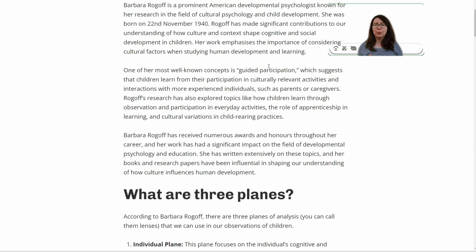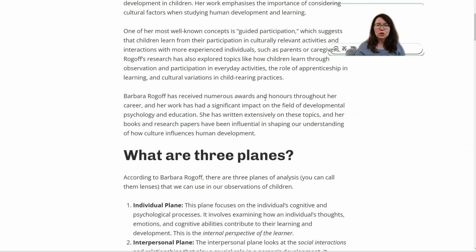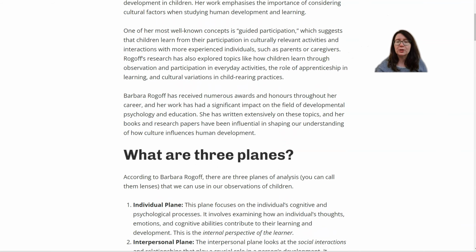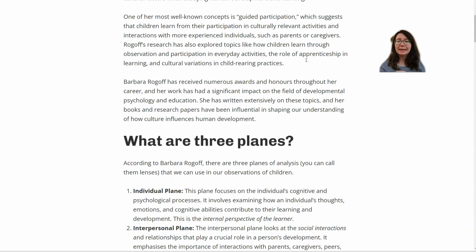But of course, it's important to think about how cultural factors impact human development and learning, and whether learning is cultural in general. So the key concept of Barbara Rogoff is guided participation, which suggests that children learn from participation in culturally significant activities, such as rituals. If you think about where I'm from, Australia, there are communities of Aboriginal and Torres Strait Islander people, and children used to participate in all the important traditions and all the important events.